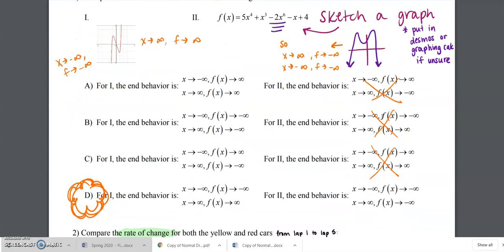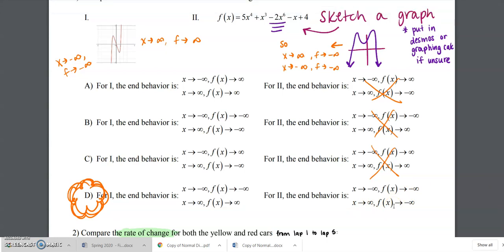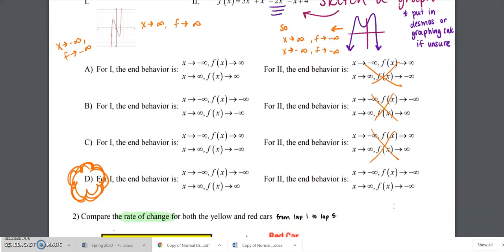So what we have here is a situation where D is the correct answer. For function 1, the end behavior is as x approaches negative infinity, f of x approaches negative infinity, and as x approaches positive infinity, f of x approaches positive infinity. And for function 2, the end behavior is as x approaches negative infinity, f of x approaches negative infinity, and as x approaches positive infinity, f of x also approaches negative infinity. Okay? So that's number 1.